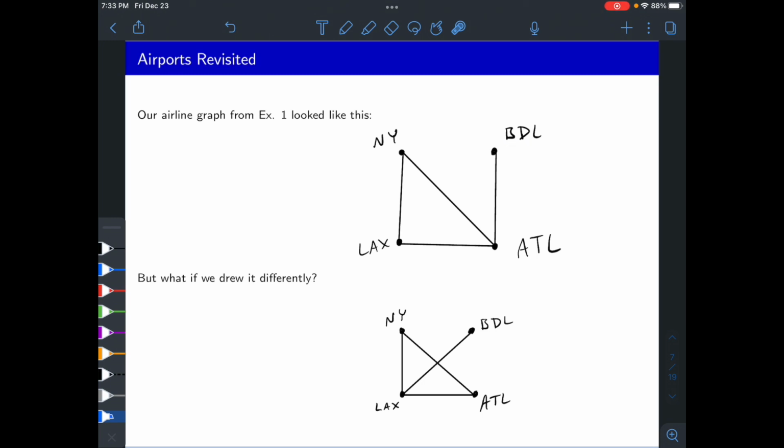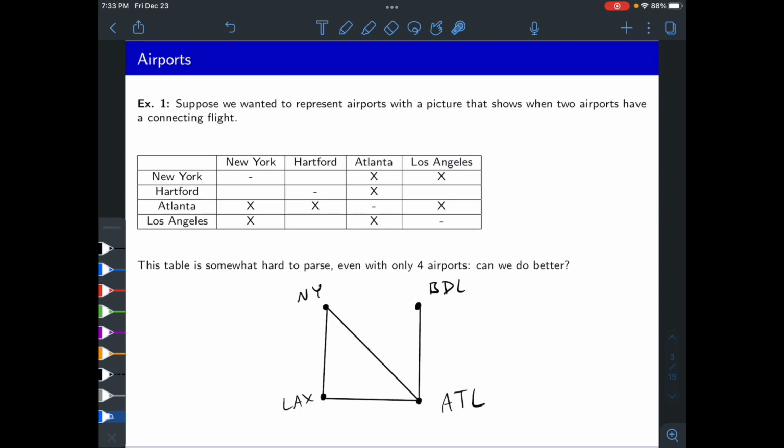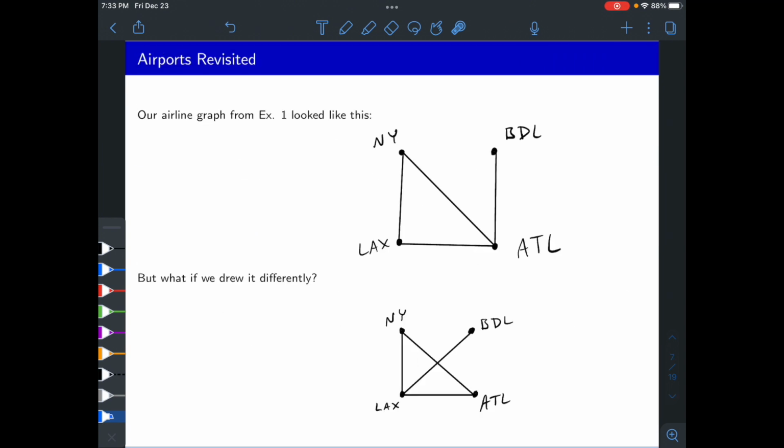So BDL is only connected to Atlanta. Oh wait, did I screw up? Yeah. Okay. Hartford is only connected to Atlanta. Yeah. Okay. Whatever. This is okay. Anyway, I don't want to restart, so I'm just gonna roll with this.